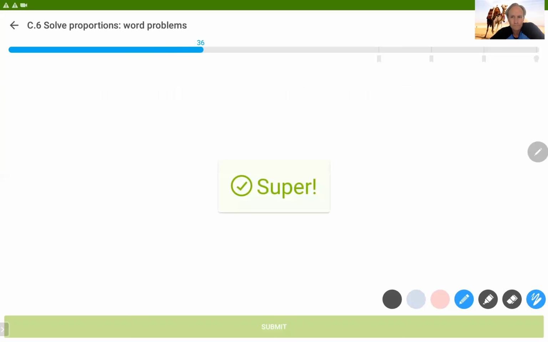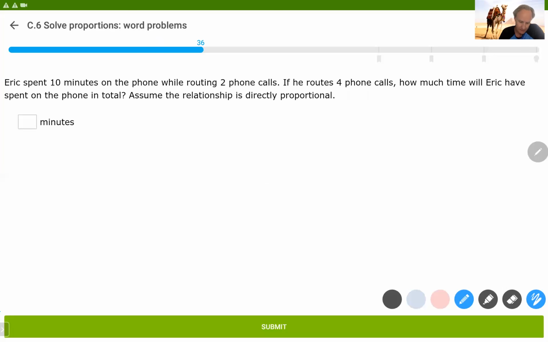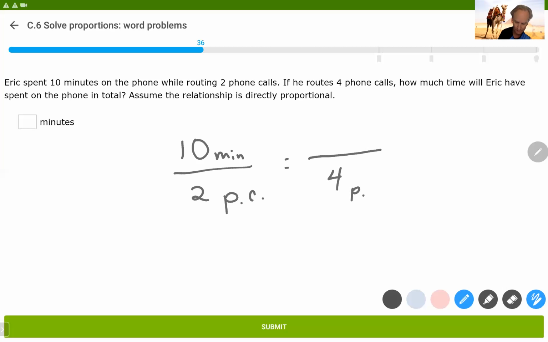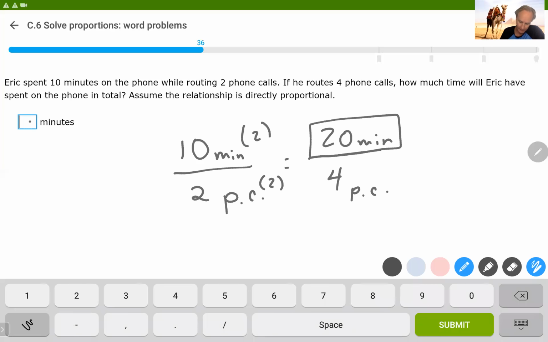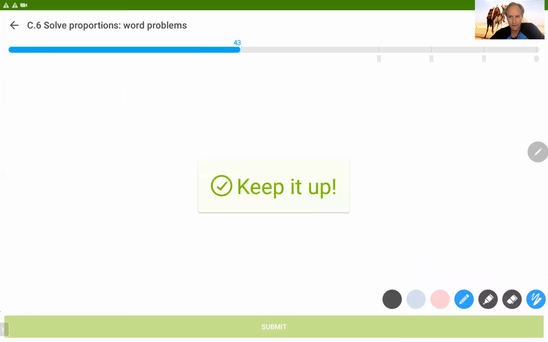10 minutes for 2 phone calls means that we're doing 5 minutes per call. And it says if he makes 4 phone calls, we've obviously multiplied by 2, so it's going to be 20 minutes. All I did was multiply by 2 in the numerator and denominator, and that is another way of getting your solution by getting equivalent fractions or equivalent ratios.